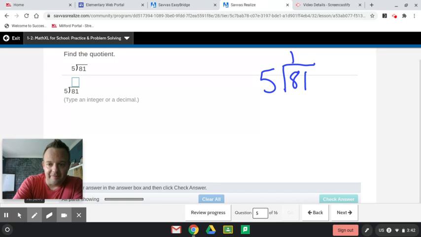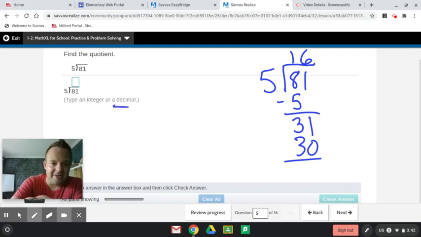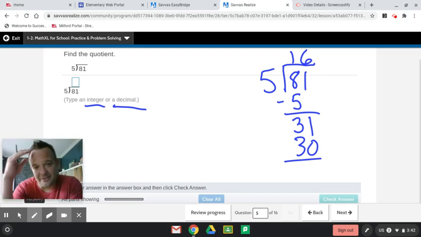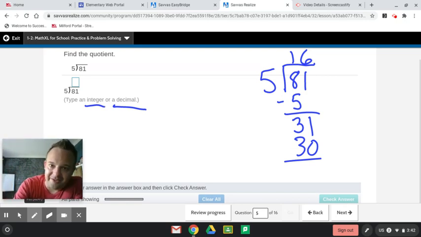81 divided by 5. 5 goes into 31 6 times. 6 times 5 is 30. All right, guys. They want a decimal or integer. Integer means positive or negative whole number. Decimal means okay, so this one's really important. I'm glad you're with me for this.